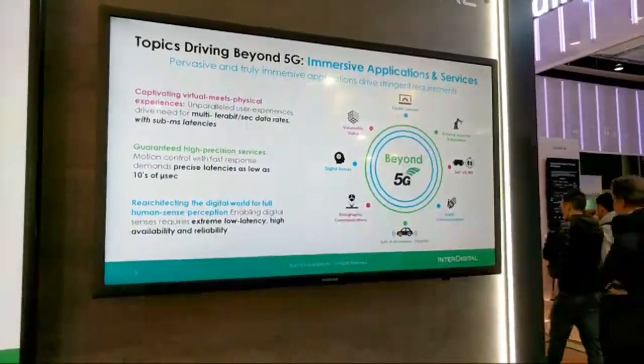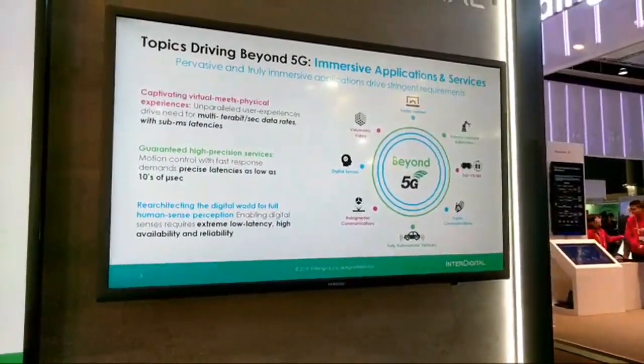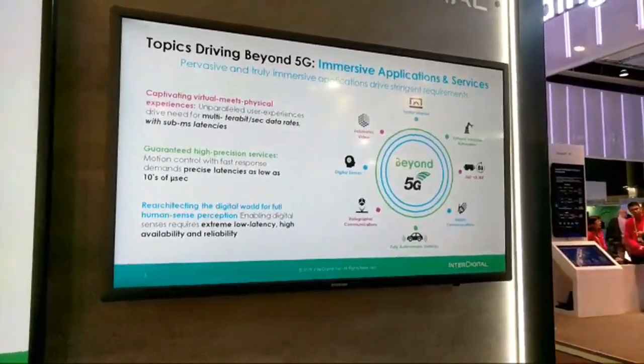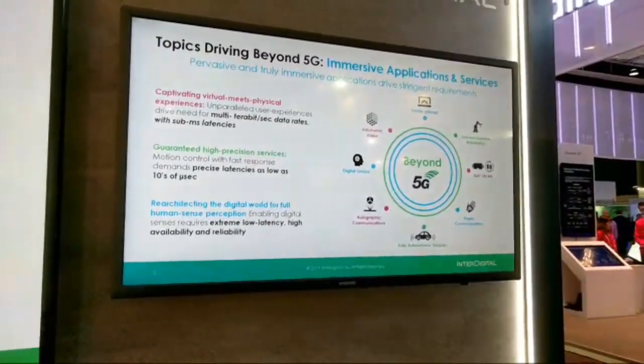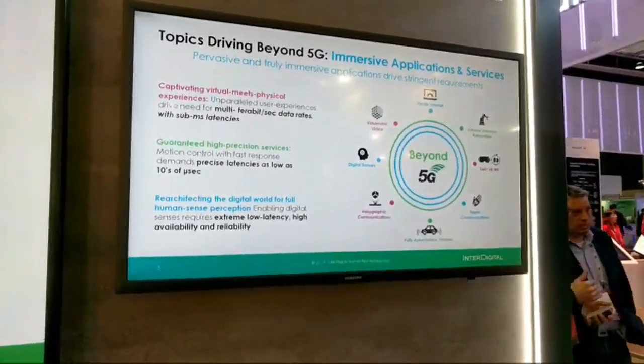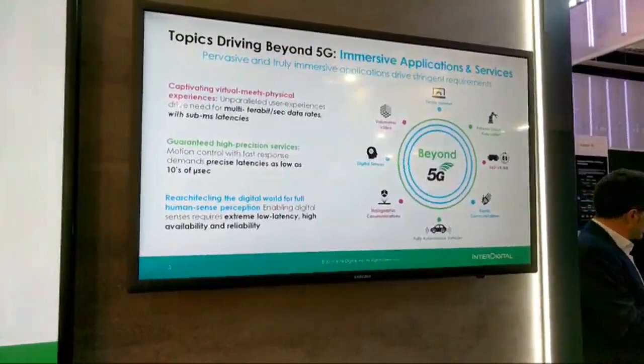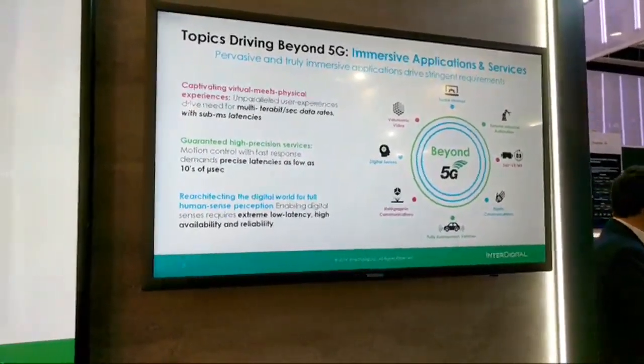And the third aspect here, you're talking about enabling the full human sense perception with use cases such as tactile internet, enabling the full digital senses beyond voice and vision that we are limited to today, looking at haptic communications and so on.